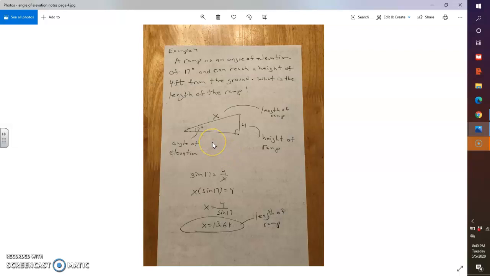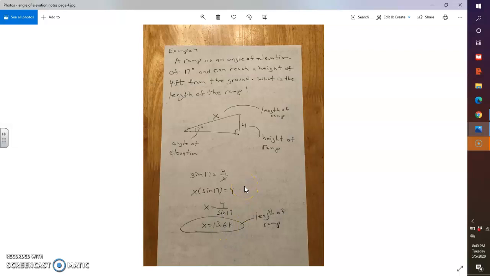So in this case, we need to read, understand what they're saying, and evaluate it. So we don't just automatically use tangent. In this case, we're going to be using sine, because the sine of 17 equals opposite over hypotenuse. And from there, we're just executing those trig functions. We multiply both sides by x and divide by the sine of 17, and we get 13.68.